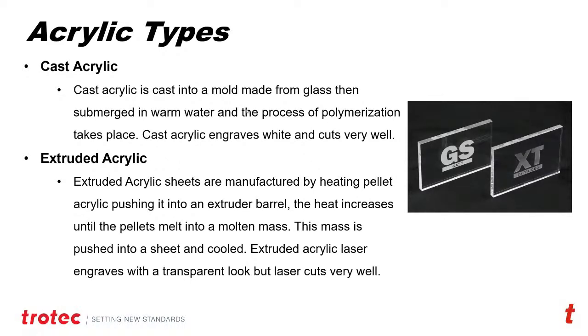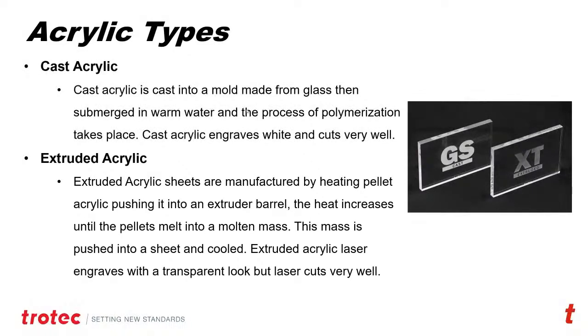And the reason is cast acrylic is cast into a mold made from glass that's submerged into warm water and then processed, and the process of polymerization takes place. Cast acrylic will engrave white as well as cut very well. So you can see in the picture here on the right, the cast acrylic turns kind of a frosty, bright white. Extruded acrylic is usually your lower cost acrylic.